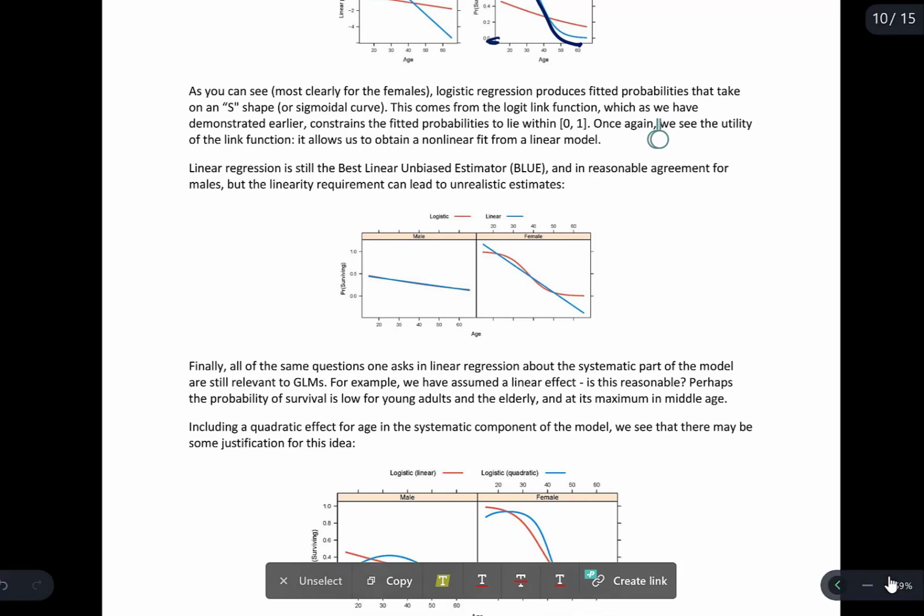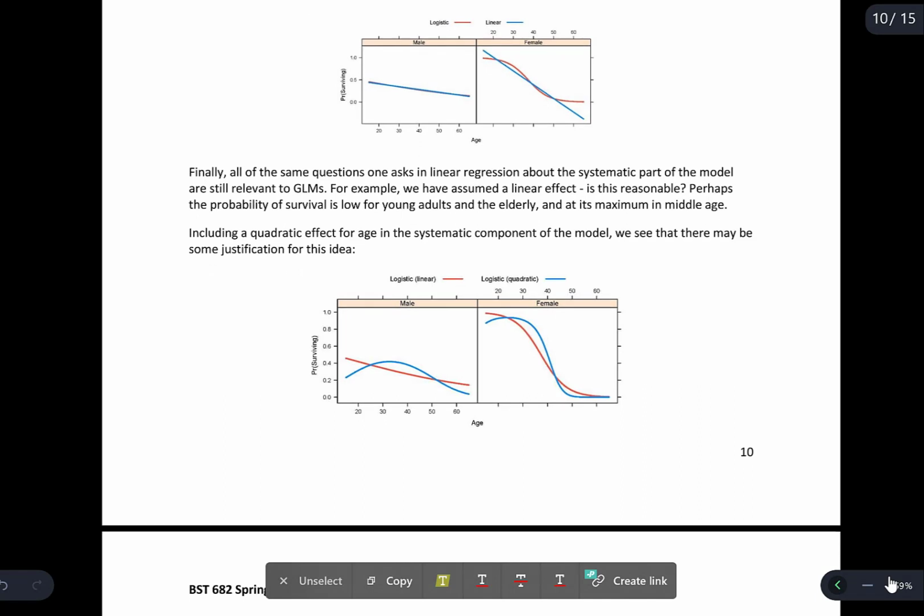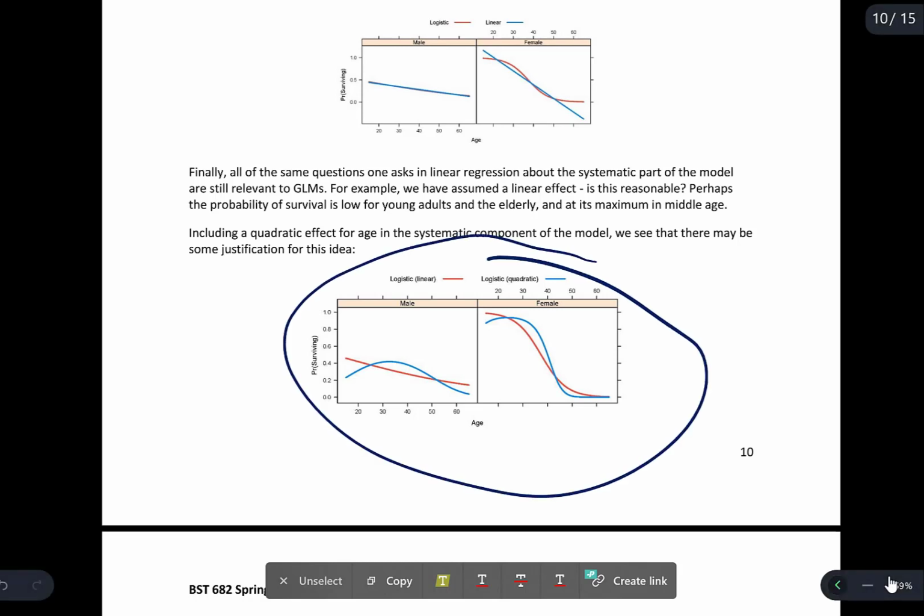So finally, all of the same questions asked with linear regression about the systematic part of the model are still relevant to GLMs. For example, we have assumed a linear effect. Is this reasonable? Perhaps the probability of survival is low for young adults and the elderly, and it maximizes in middle age. So including a quadratic fit for age in the systematic component of the model, we see that there may be some justification for this idea. And you can see that here in these plots.